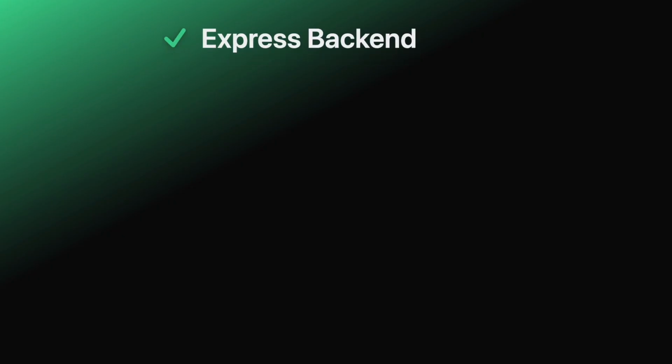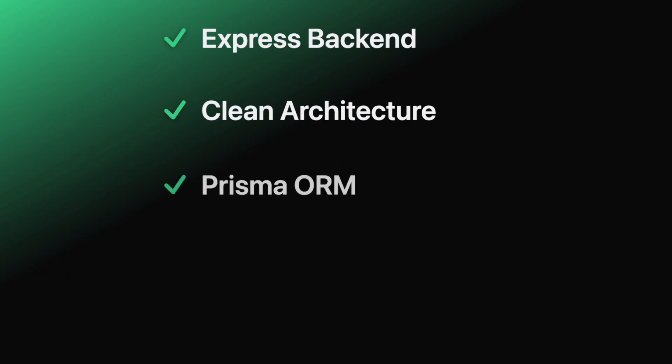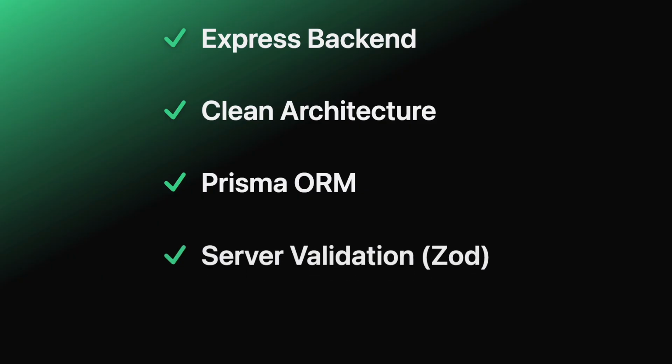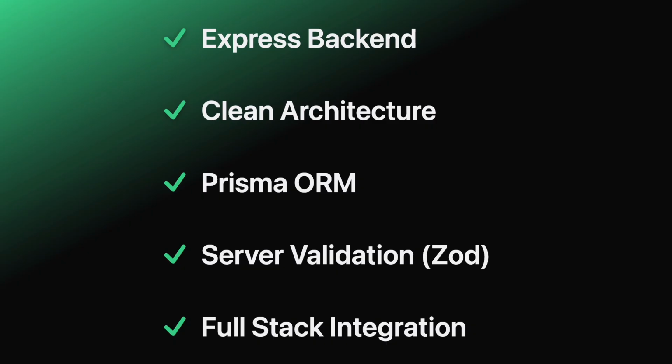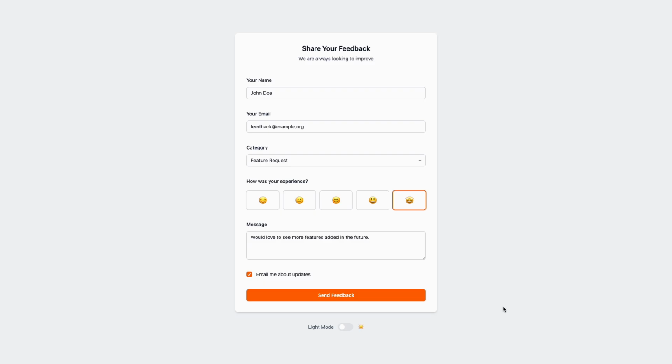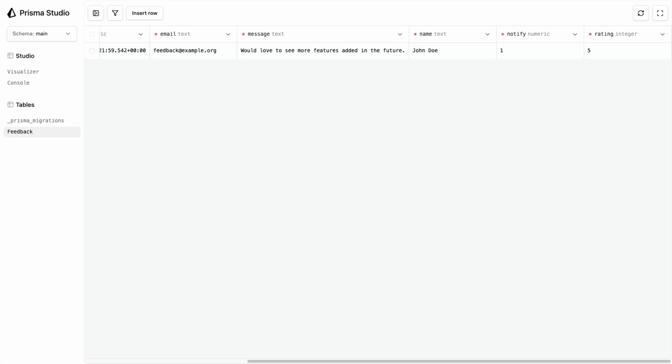In this video, we'll build a backend using Express, give the backend a clean structure, set up Prisma ORM and store feedback in a real database, add server-side validation using Zod, and connect the backend to the existing frontend. By the end, you'll have a fully working feedback form application running end-to-end. So let's jump in.